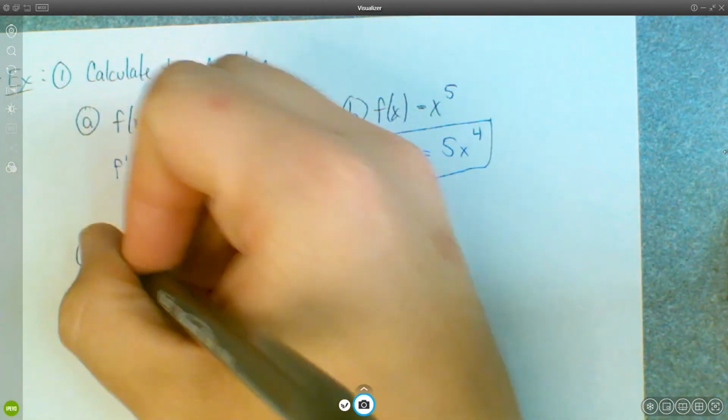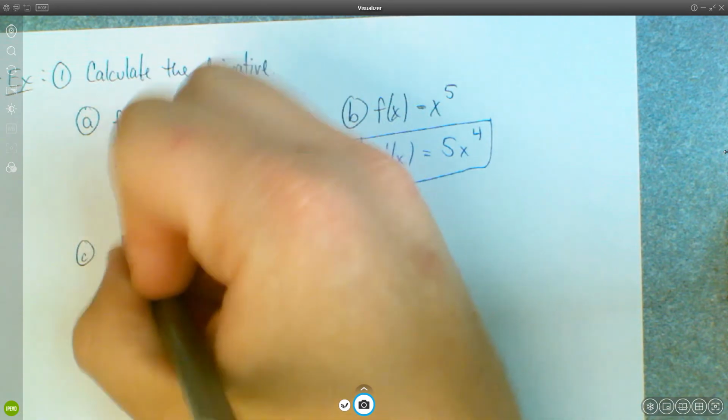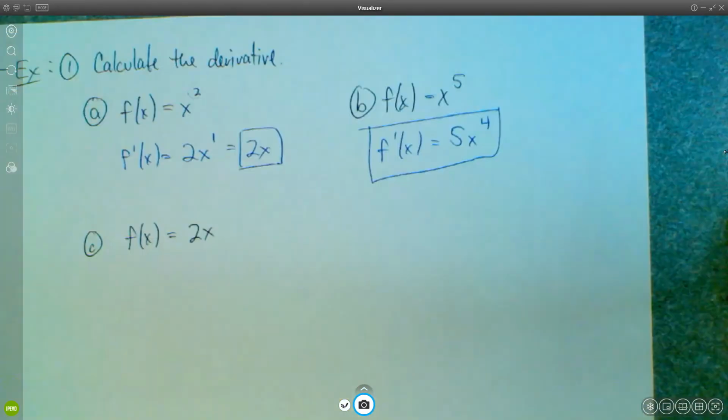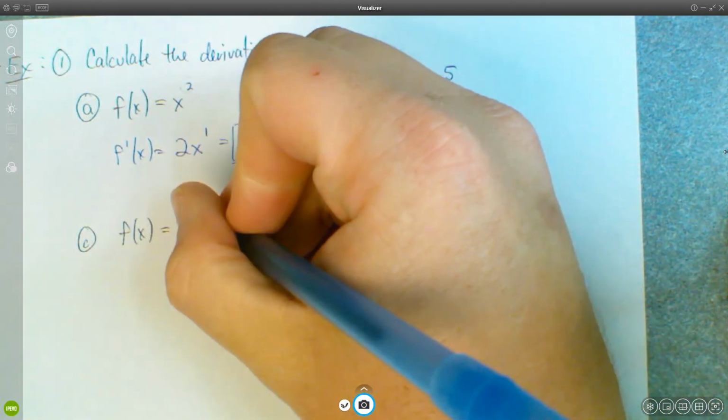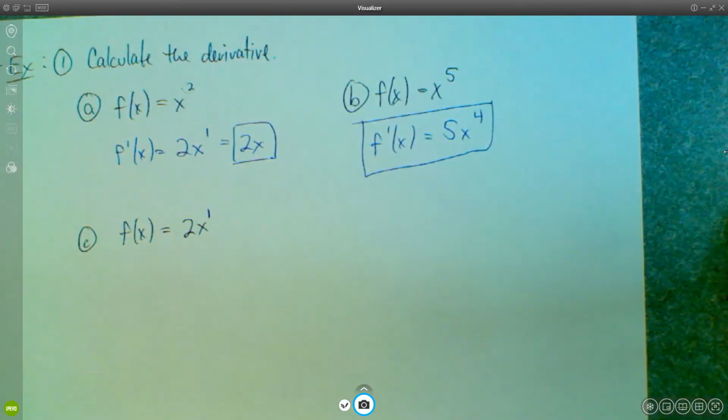Okay, let's say that you've got f of x equals 2x. Okay, so this time we're going to have to use two different rules. We're going to have to use the constant rule, and we're going to have to use the power rule. So really I'm thinking of this as 2x to the first power.